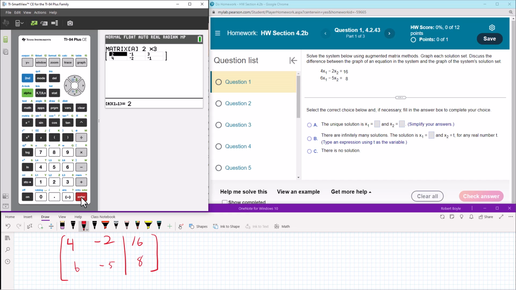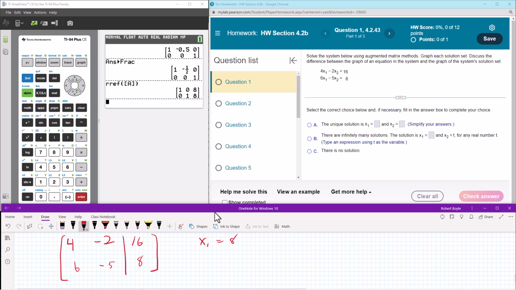Cool, 2 by 3. And then we are going to have 4, negative 2, 16, 6, negative 5, 8. Okay. We want to quit. We're going to go back into matrix. We're going to go to math, reduce row echelon form. And then we want to select A, second matrix A, close the parenthesis. And that would be our solution. And that should tell you right now that x1 should be equal to 8, and x2 is also equal to 8.